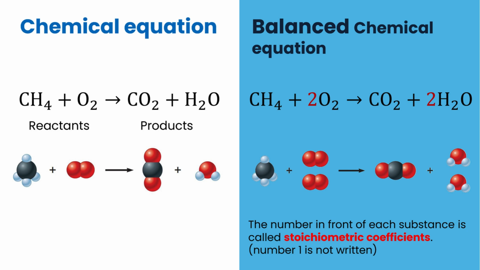So the source shows balancing it by putting a 2 in front of O2 and a 2 in front of H2O. Right, CH4 plus 2O2 yields CO2 plus 2H2O. Now, check again. C, 1 left, 1 right. H, 4 left, 2 times 2 is 4 right. O, 2 times 2 is 4 left, 2 plus 2 times 1 is 4 right. Now it's balanced. And those coefficients, the 2's and the unwritten 1's, are super important. They are. We'll get right back to them.